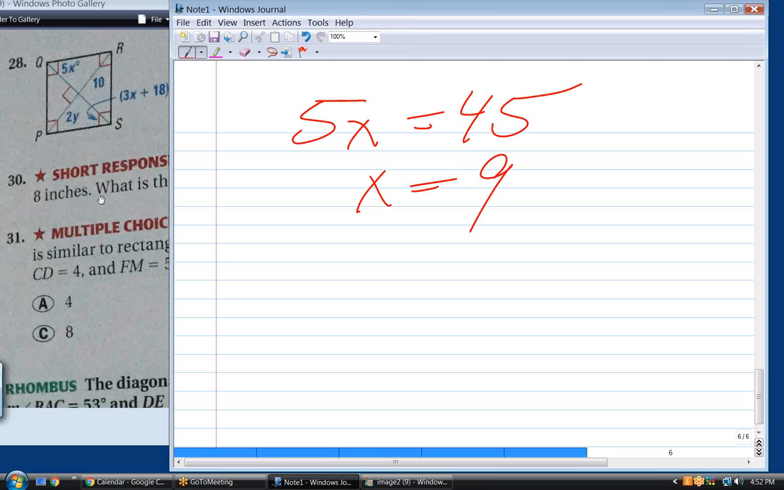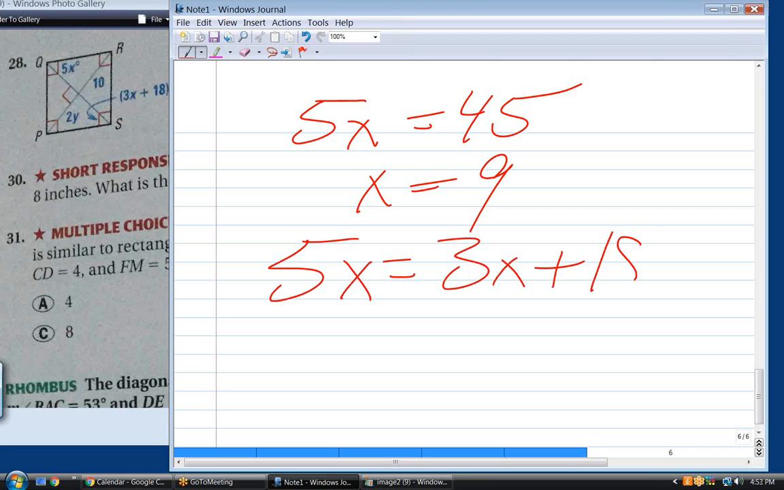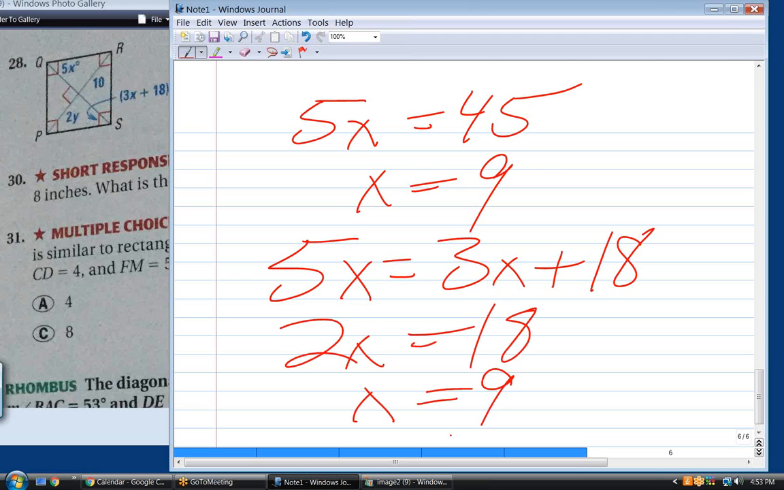But well, isn't 5x the alternate interior of 3x plus 18? You're right. So I could have also said 5x equals 3x plus 18, which gives me 2x equals 18, or x equal 9 also. But I didn't even need that information because I knew that the diagonal bisects that right angle into two 45-degree angles in a square.